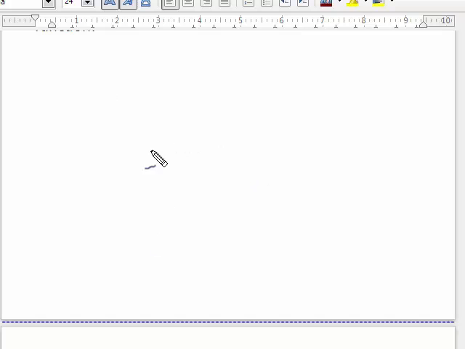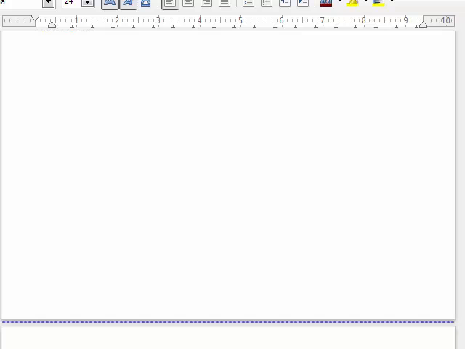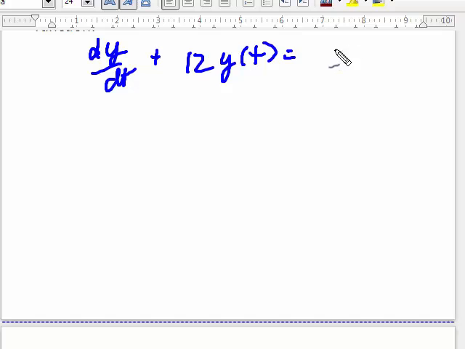So here's my differential equation, say dy by dt plus 12 y of t equals, what was my e to the beta t? No, I'm sorry, I was doing something different, wasn't I? Okay, let me erase that and try it again. dy by dt plus, say, 12y of t equals 3t squared.